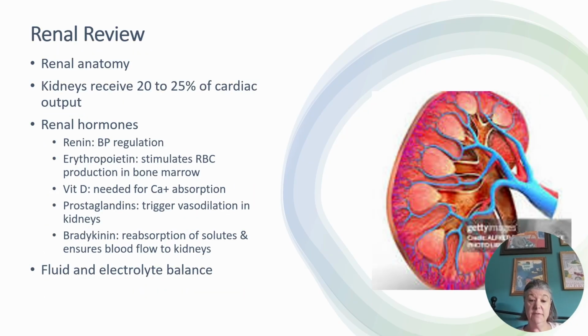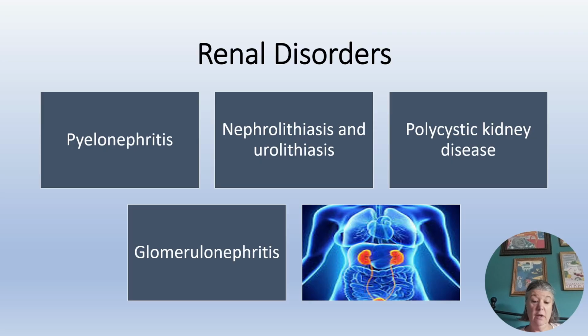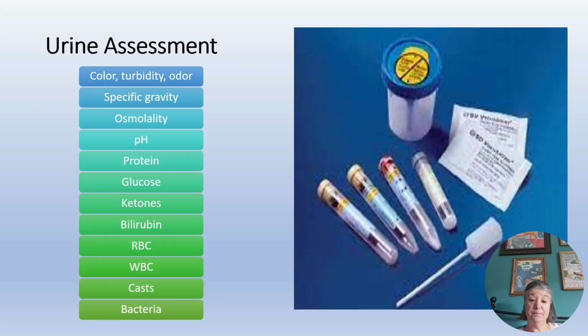Here's our objectives. This is just renal review, some vocabulary for you. This is slide number 4. Just go over your anatomy if you don't feel like it is fresh in your brain. Nothing too crazy there. So the renal disorders we're going to talk about are pyelonephritis, nephrolithosis, and urolithosis, kidney stones, right? Good old-fashioned kidney stones. Polycystic kidney disease and glomerulonephritis.